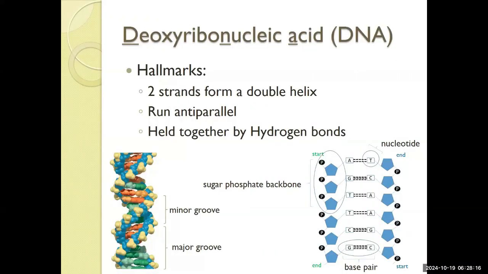Know the hallmarks of DNA, which stands for deoxyribonucleic acid. The DNA molecule consists of two polynucleotide strands that spiral, twisted around each other. We call this a double helix. These two strands are anti-parallel, meaning they run in opposite directions, and they are held together by hydrogen bonds.